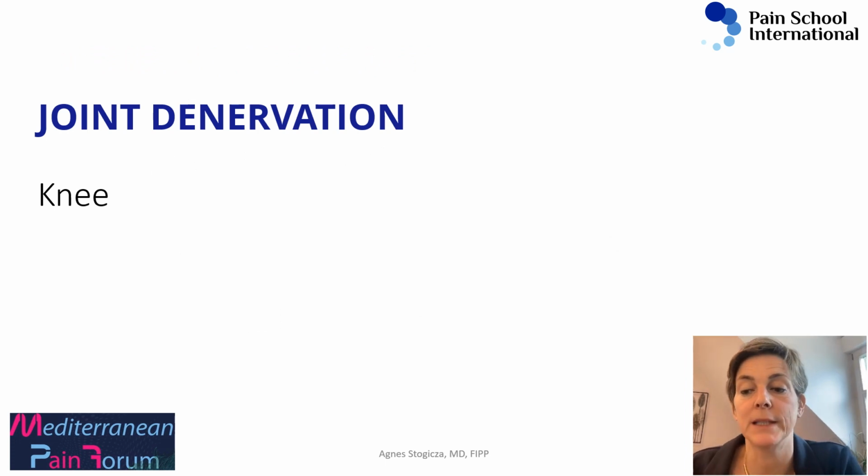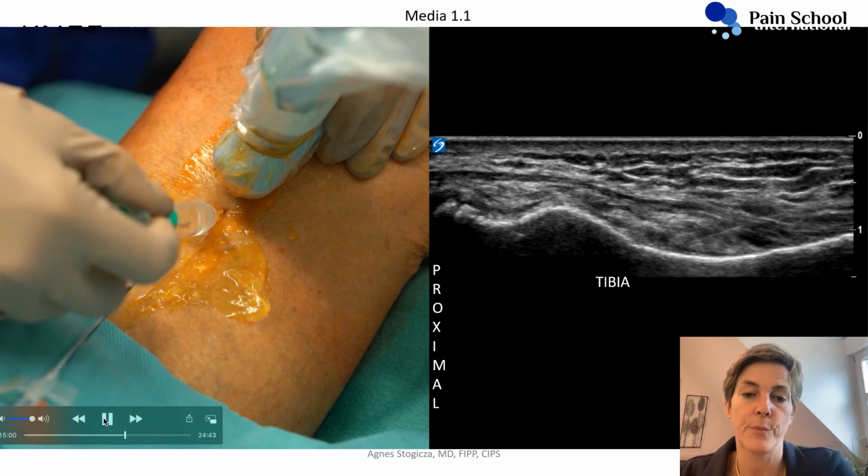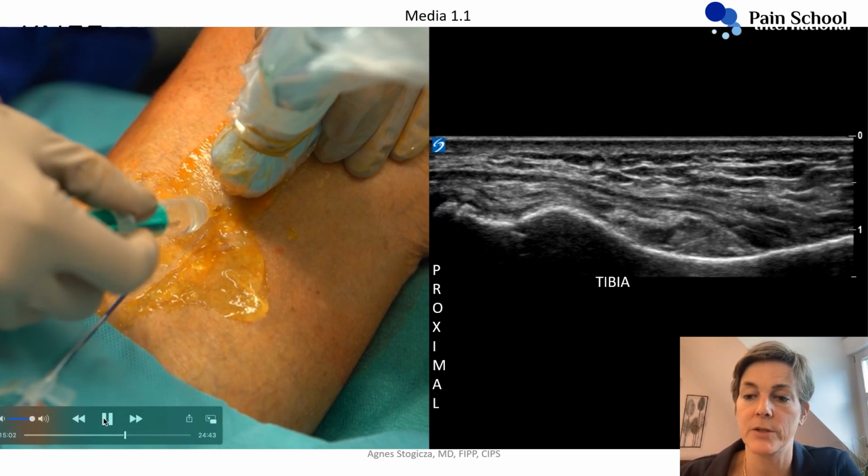Let's talk about the knee. Also, I think it's a somewhat confusing area. So we're going to look at knee as a joint denervation, and then we'll also look at a neuralgia, which is also knee pain. Okay. So this is a procedure that I'm going to demonstrate briefly.